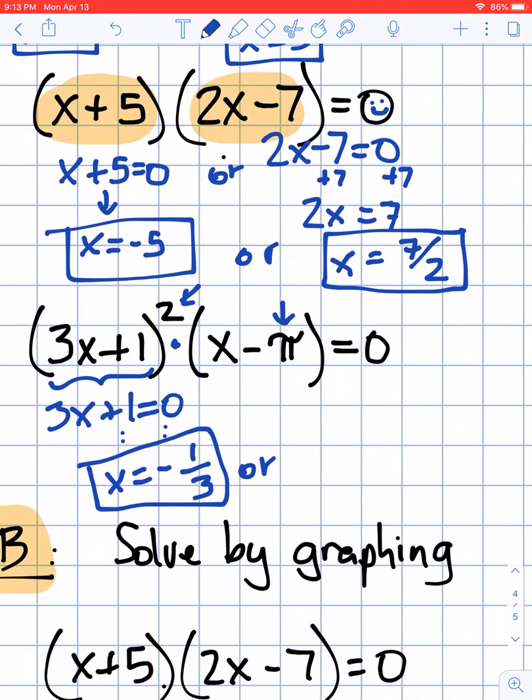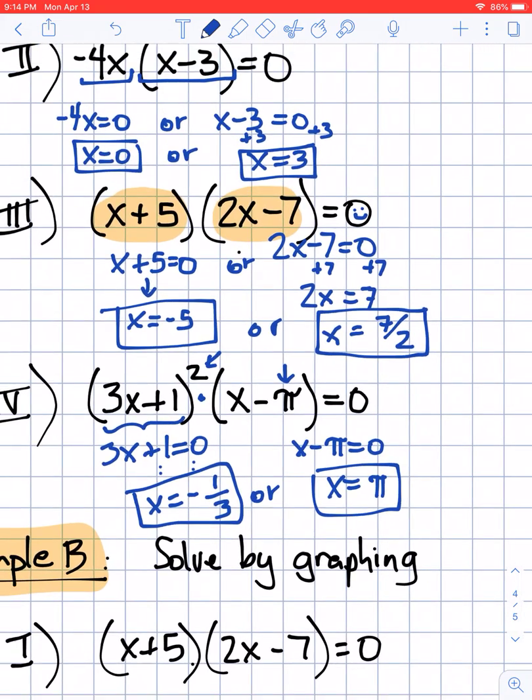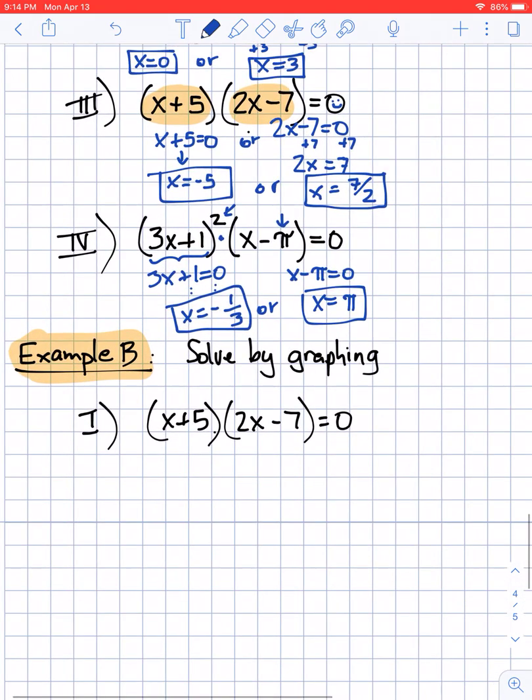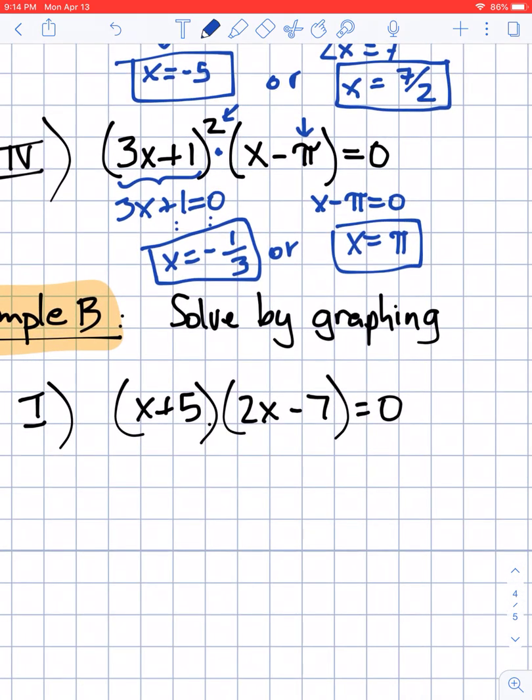Again, don't get freaked out about pi. Pi's a number, somewhere between 3 and 4. So again, x minus pi could equal 0. So x equals pi. All right. So a lot of the problems you're going to be doing today will be like that. And then somebody's going to say solve by graphing.